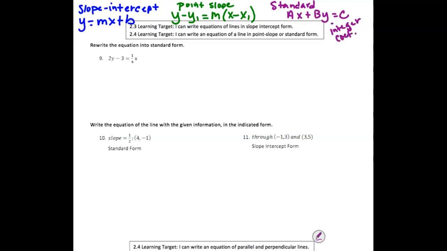All right. So our first question says to rewrite this in standard form. I do see a fraction. How do we get rid of that 1/4? Okay, so we're going to times everything by 4, which gets us 8y minus 12 equaling 1x. Now standard form says your x and y's have to be on the same side. So the easiest thing will just be to subtract the 8y to the other side. That would be considered in standard form.